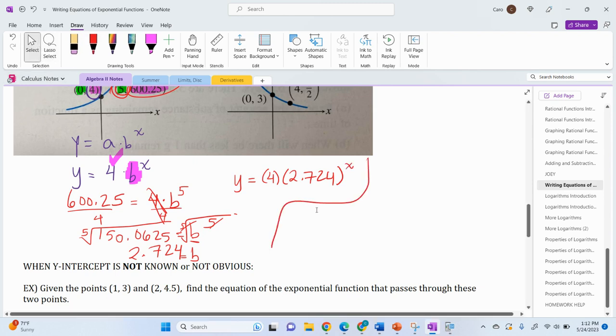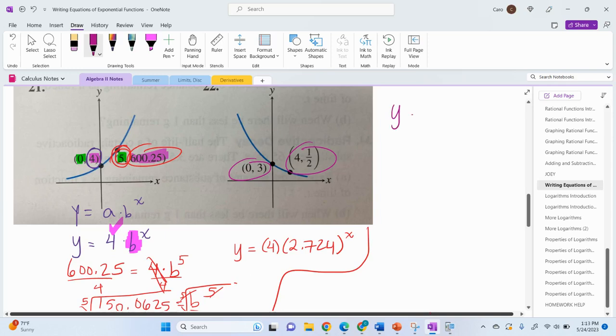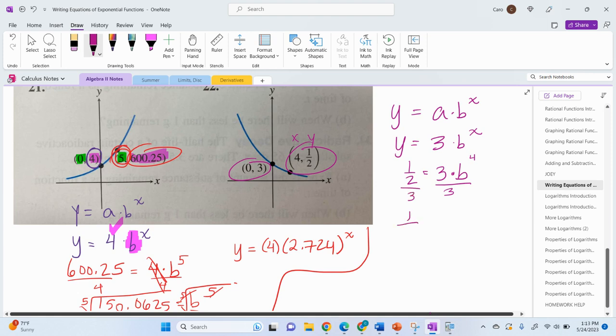All right, let's take a look at another one right here. So we have a times b to the x. I'm given an a value already of 3. I'm going to use the other xy that they give us. So y is 1/2. 3 times b to the x. X is 4. All right, I'm looking for b again, so let's get rid of the 3. 1/2 divided by 3 is 1/2 times 1/3, which is 1/6. B to the 4th. In order to get my base alone, which is like my unknown variable, I'm going to do the 4th root.